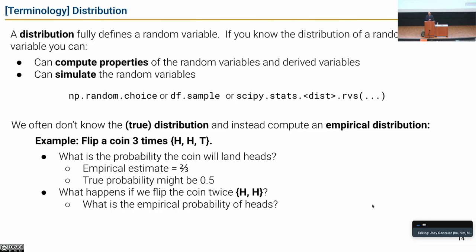A distribution fully defines a random variable. So if I tell you the distribution, I tell you everything you need to know about that random variable. I tell you its values, and I tell you their probabilities. I can compute properties. So if I hand you a distribution, you can start to derive properties of that random variable, which we'll come to in a moment.